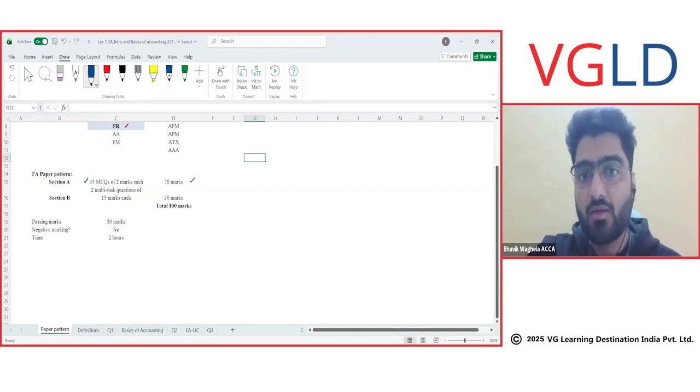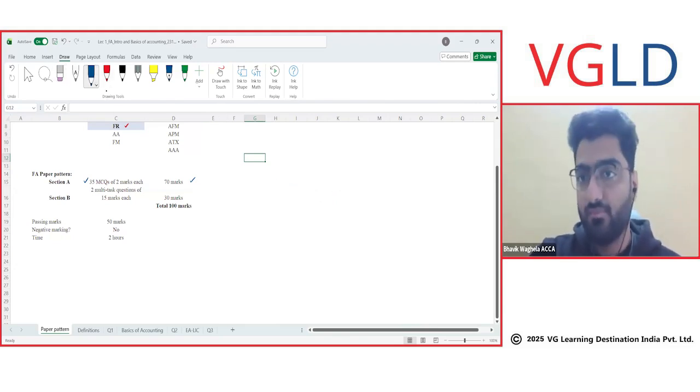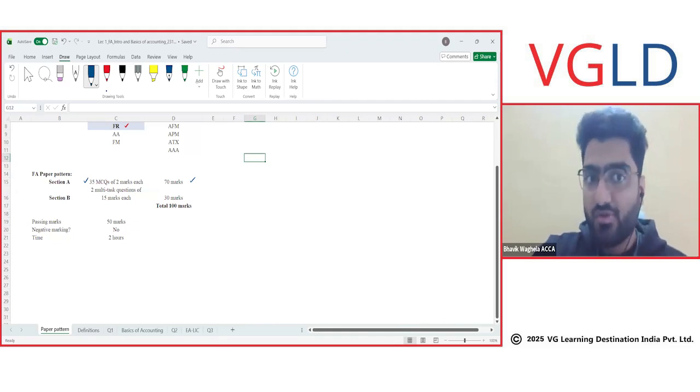Let us say there was a 2-marker question. It was incorrect. You will just get 0. This is what I mean by no negative marking. If there was negative marking, then in addition to you getting a 0, they also give minus 0.25. So there is no negative marking in FA paper. Everyone understood? Okay. Now talking about section B, you will be having 2 questions of 15 marks each.